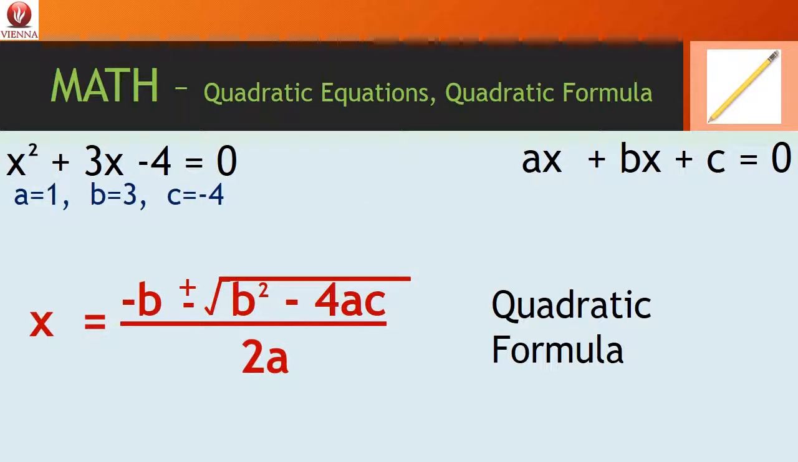So this is what the quadratic formula looks like. X equals negative b plus or minus the square root of b squared minus 4ac over 2a. Again, if this is new to you, that looks mighty frightening. It's really not. We'll just start plugging some numbers in to solve.